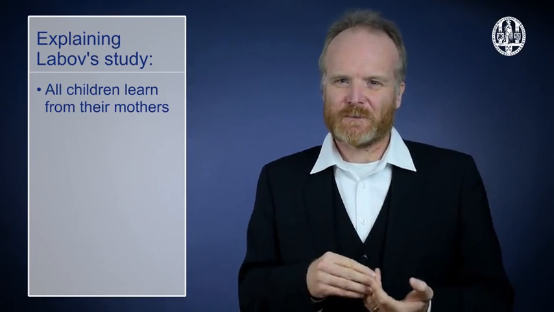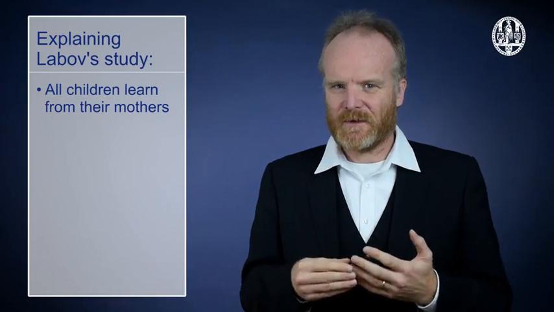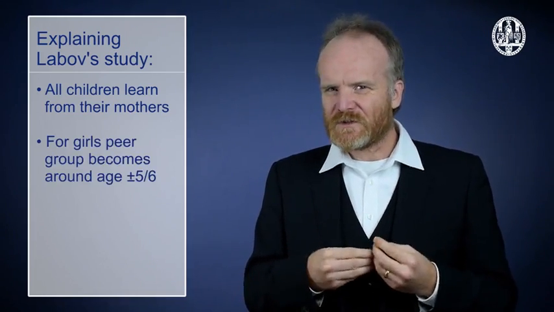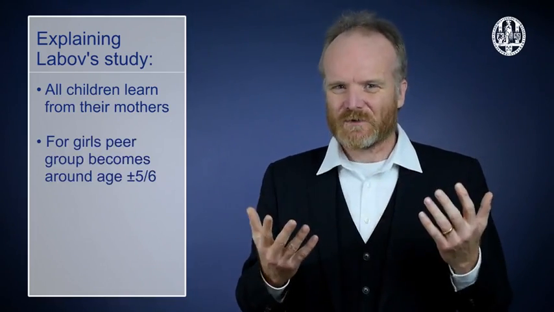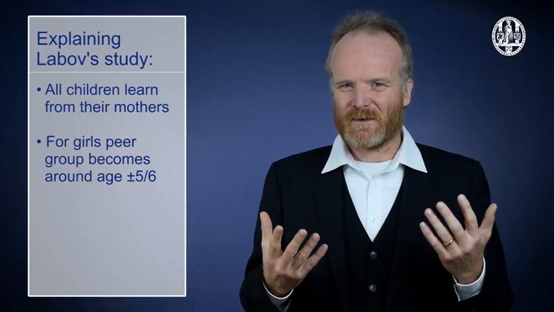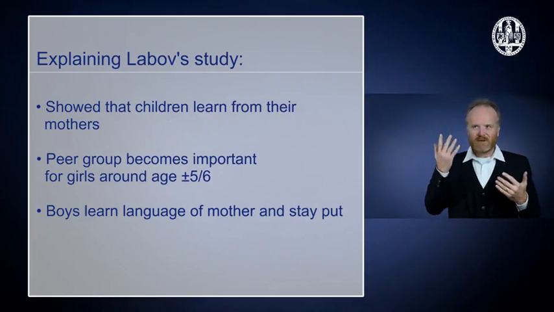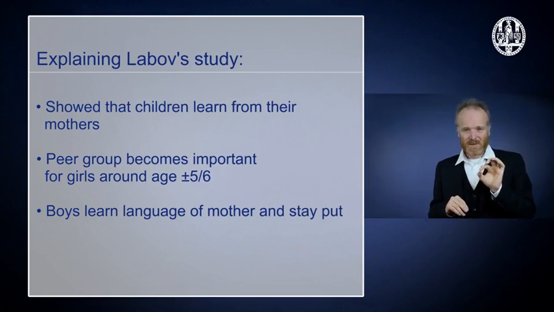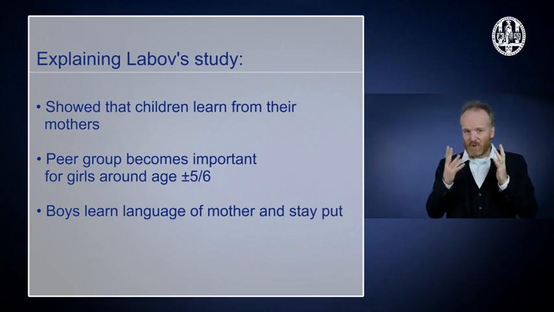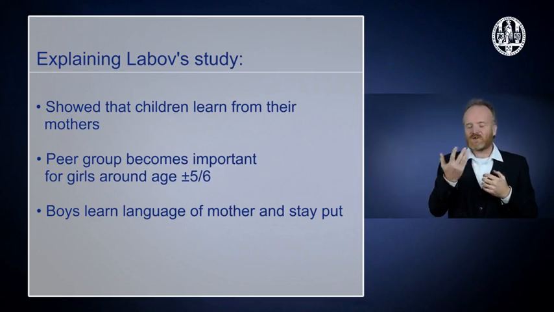There's a social difference between men and women at that point, we know. For girls, their so-called peer group becomes more important. The other girls in their class become very important. So boys just learn the language of their mother and they stay put. Girls learn the language of their mother and then they get into this peer group. And suppose they observe there's some girl who starts pronouncing this ow in a funny way for some reason. Maybe there's something wrong with her mouth.